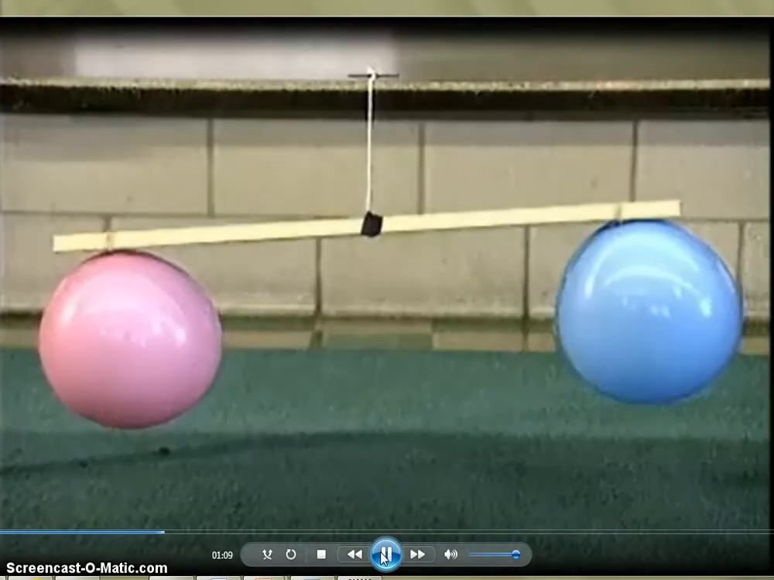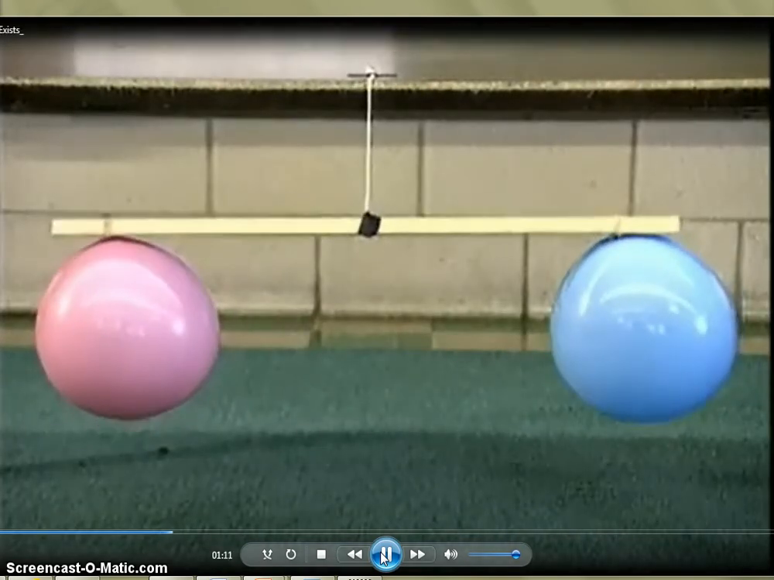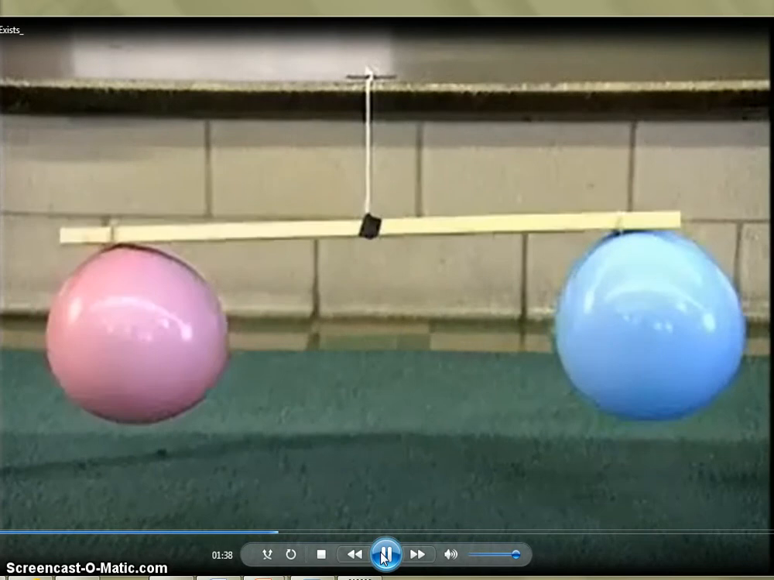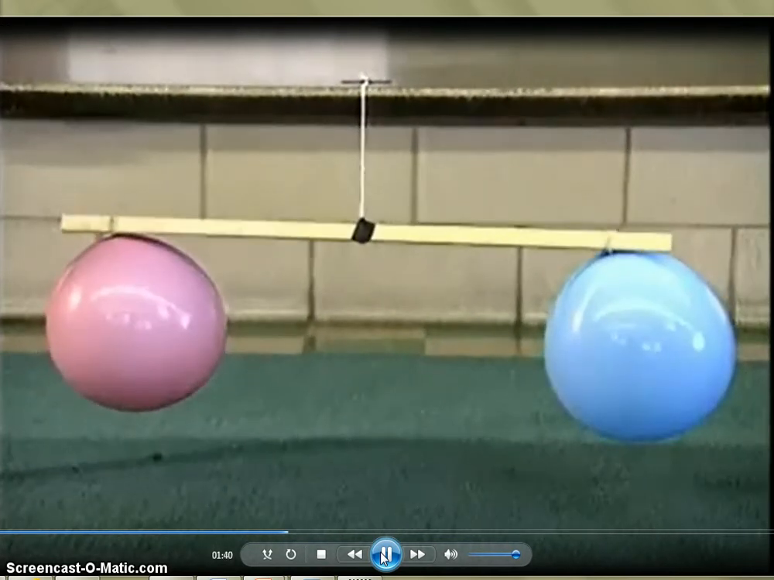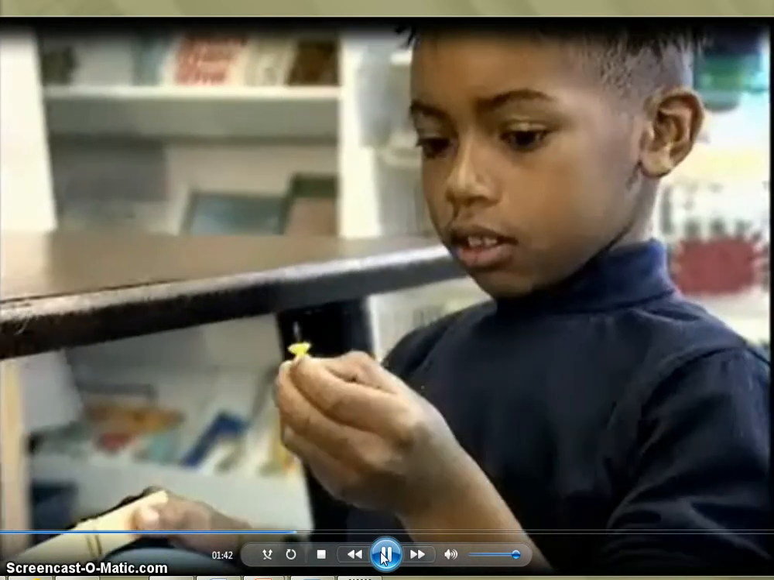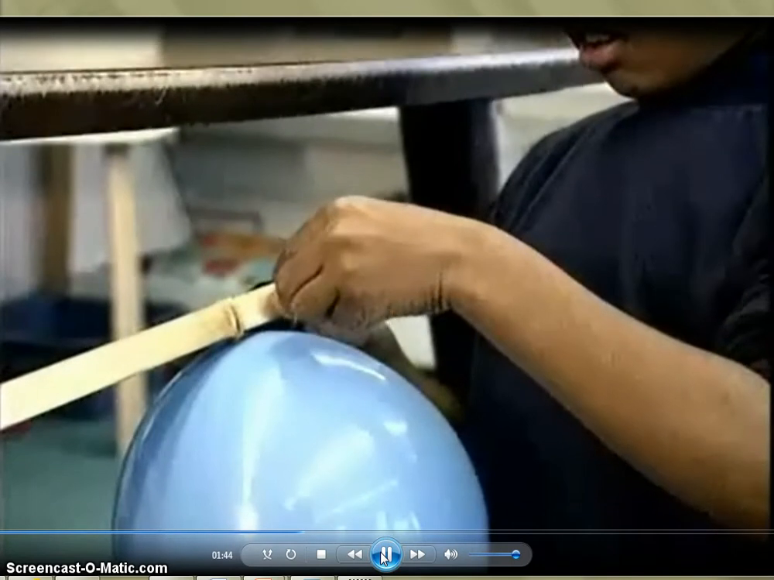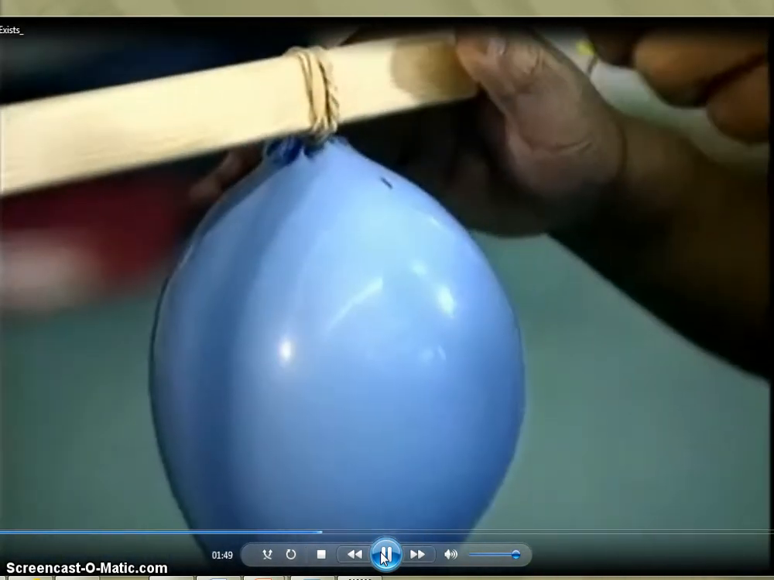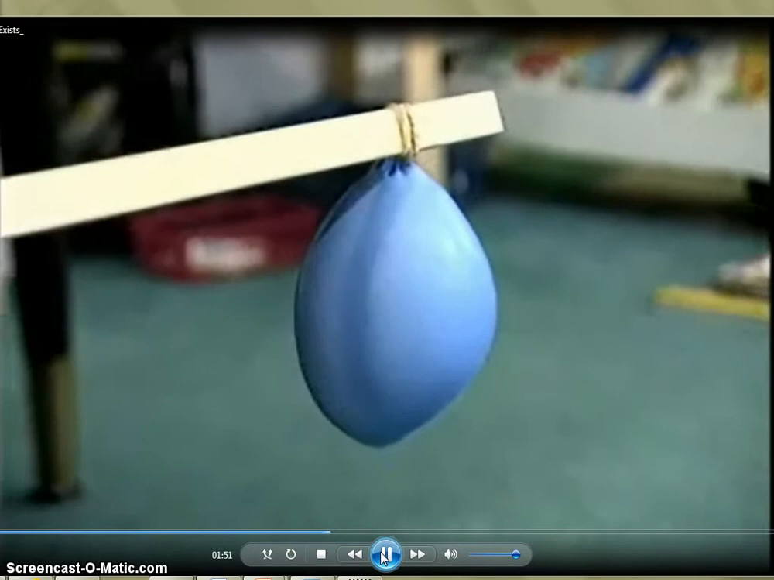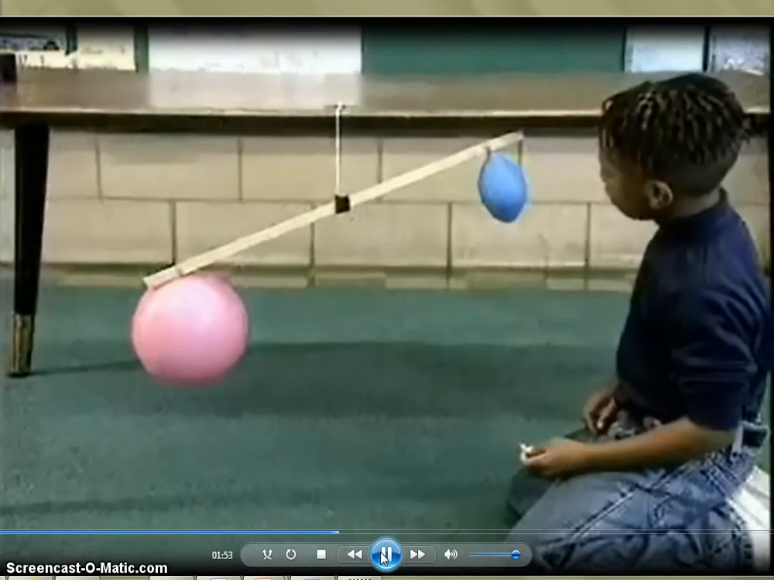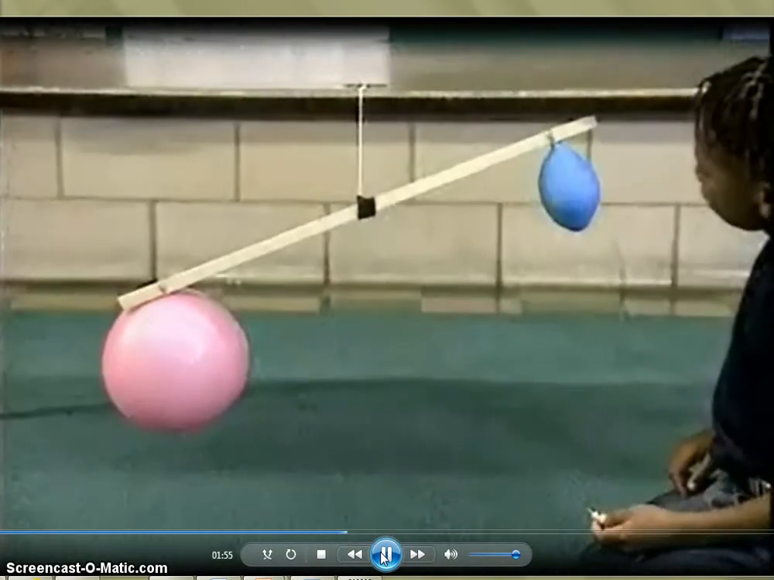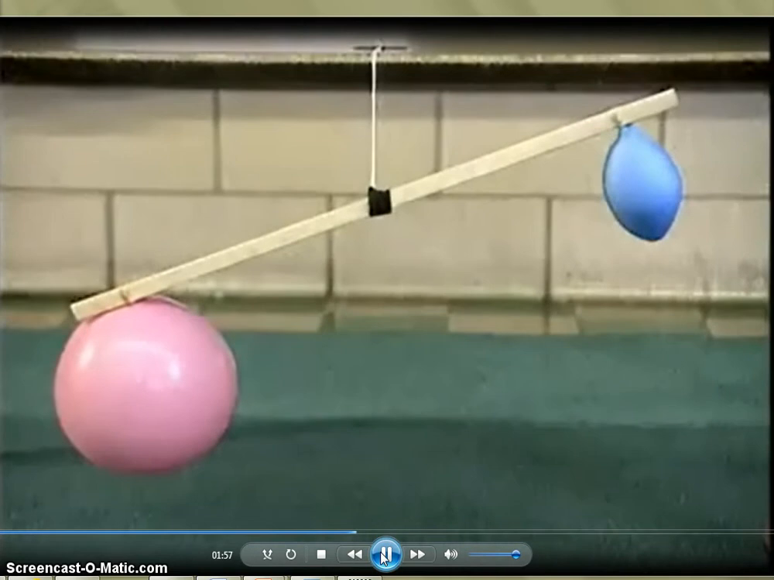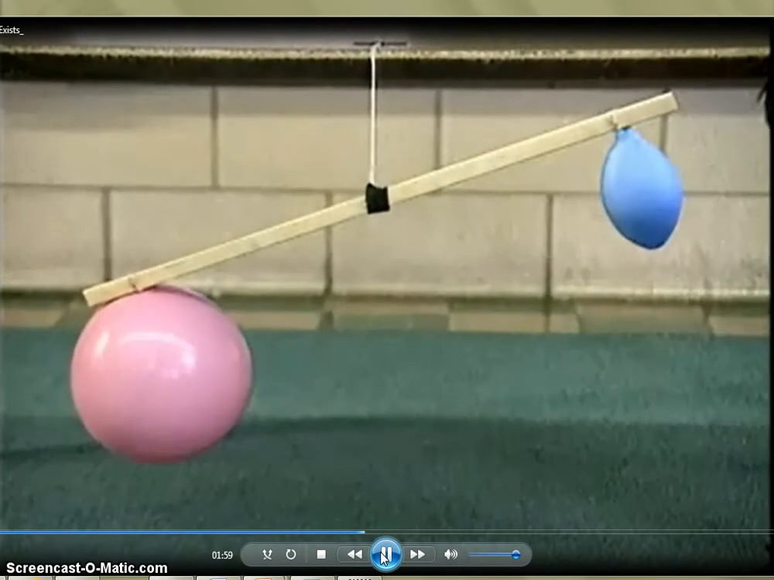But what do you think will happen if you let some of the air out of one of the balloons, the blue balloon on the right? To find out, prick a small hole near the knot and watch what happens. Which balloon weighs more? The blue one with the air that has been let out, or the pink one with the air still inside?